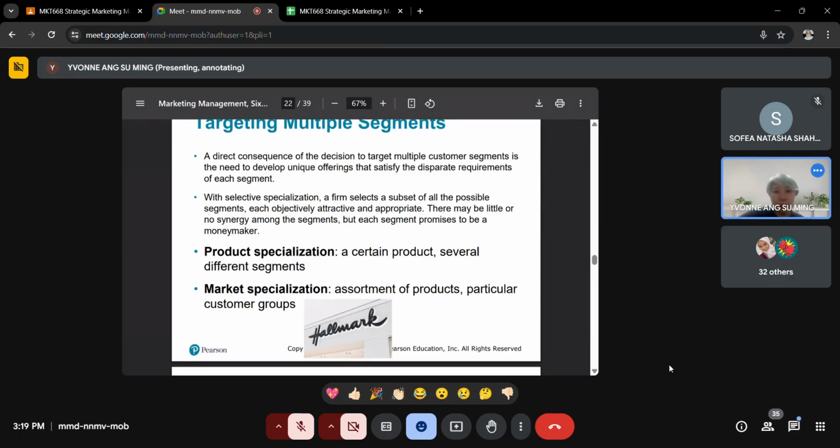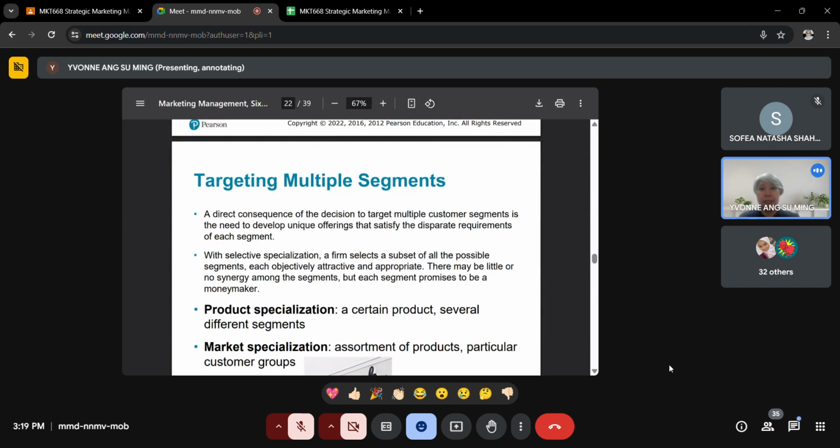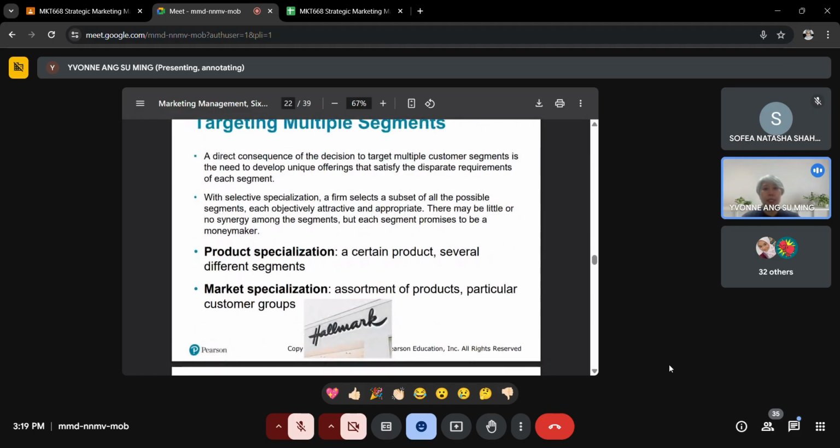Remember to stretch. Okay, now let's go on to the next slide, which is targeting multiple segments. So tadi kita tengok satu single segment, kita break into niche. Dan sekarang kita tengok dia punya targeting of multiple segment. Okay, so more than one segment. So here, it's still up to the company. So if the company actually goes for multiple segments, then they can actually choose to go into product specialization, ataupun they can choose to go into market specialization.